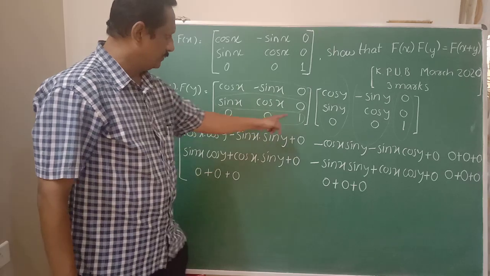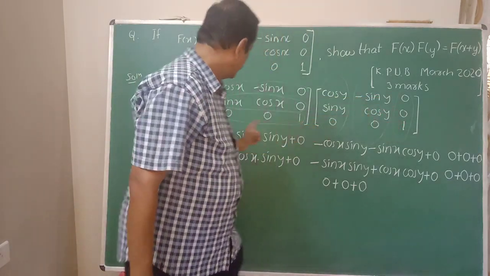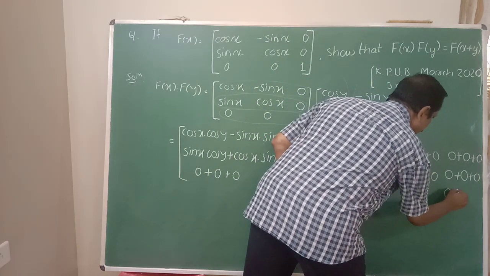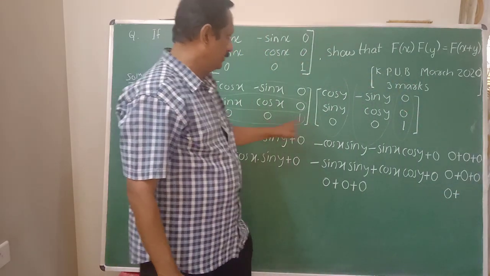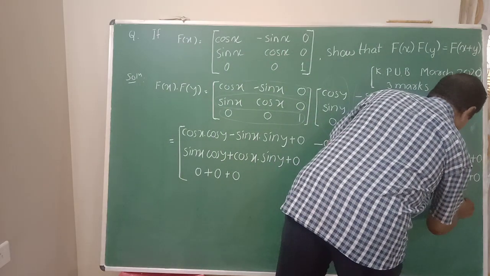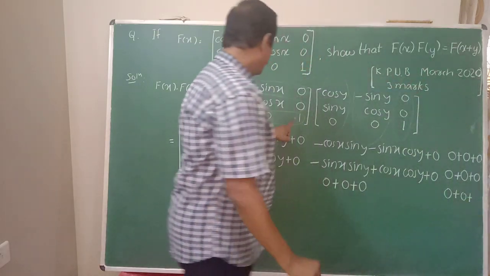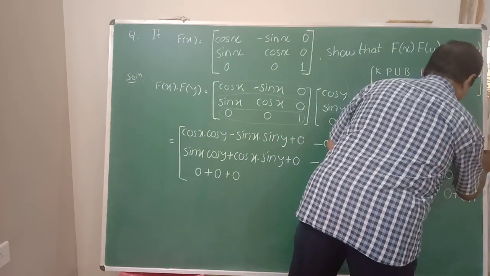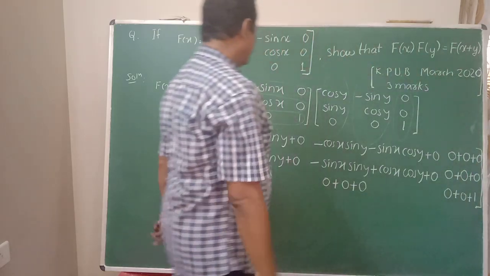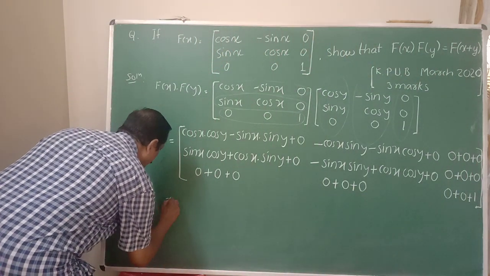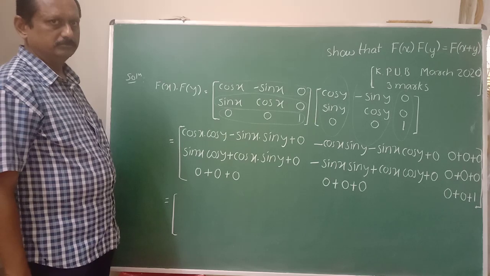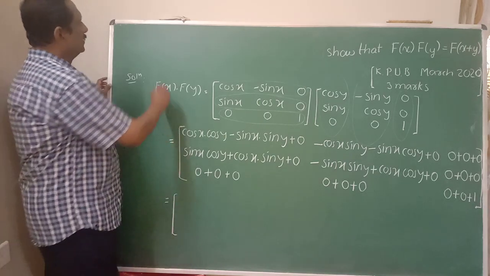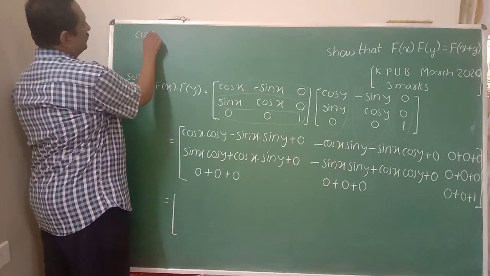Now take the third row with the third column here. 0 into 0 becomes 0, so write here 0. Then a plus, 0 into this 0 becomes 0, so plus 1 into 1 becomes 1. So write here 1. Bracket complete now. Therefore this is equal to, in trigonometry there is one formula here: cos of x plus y.